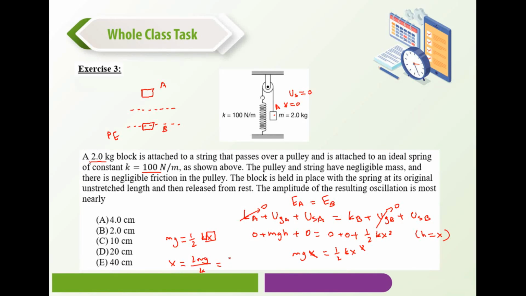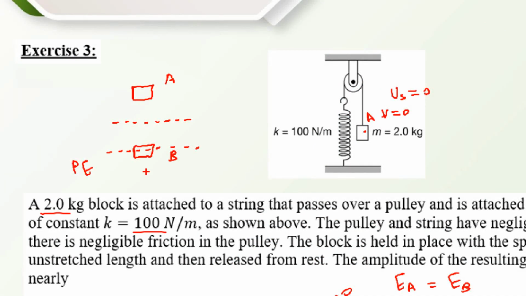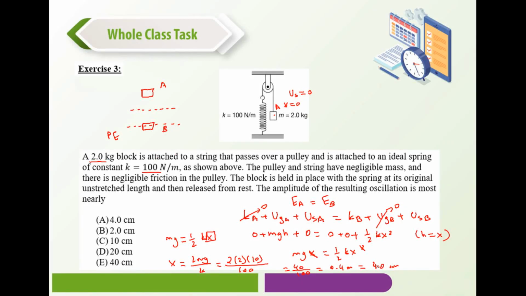That would be 2 multiplied by 2 multiplied by 10, because the number seems to be perfect, divided by 100. That would be 40 divided by 100, which is 0.4 meters, which is 40 centimeters. But remember that this is not the correct choice. This is the distance between the two extreme positions as the block is oscillating vertically up and down. If we need the amplitude of oscillations, we need to divide this by 2. Then 40 divided by 2 gives us 20 centimeters, and the correct answer in this case would be D.